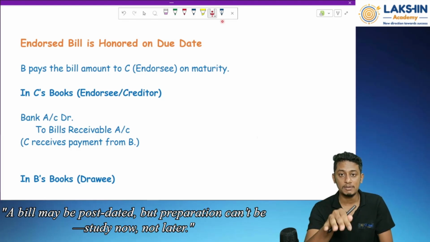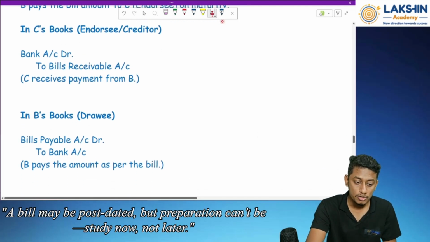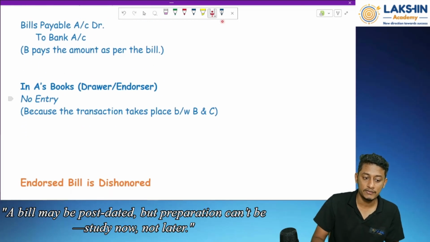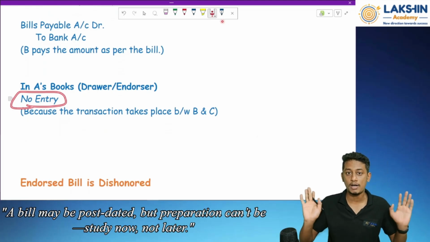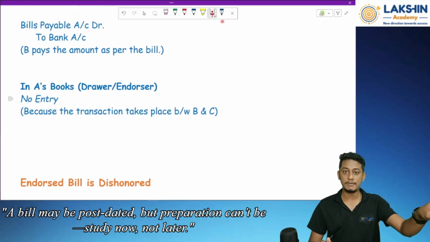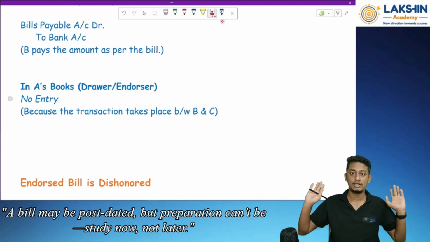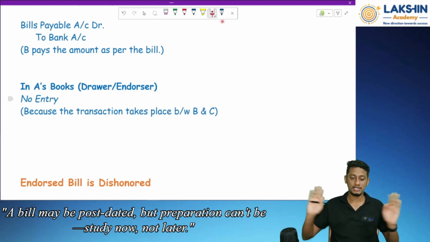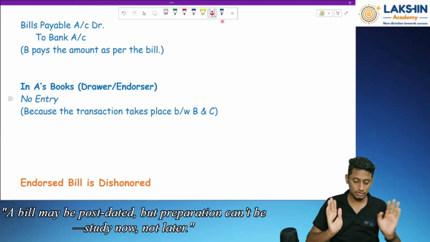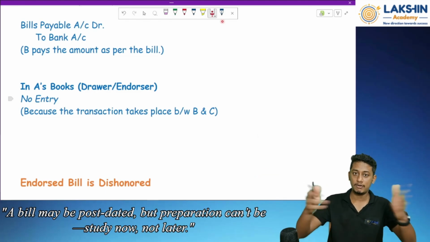Now tell me what entry will be passed in the books of A. There won't be any entries passed in the books of Mr. A. Why? Because he is no more a party to the transaction. The bill is with whom? Mr. C. Who is making the payment? Mr. B. So Mr. B will make the payment to Mr. C. Mr. A is chilling over there because his transactions are done. He is not supposed to receive anything. He is not supposed to pay anything now. Whatever was there will be done between Mr.